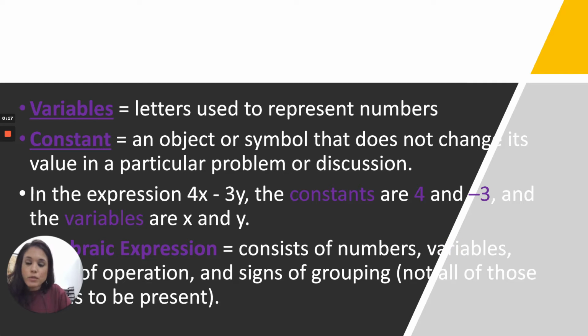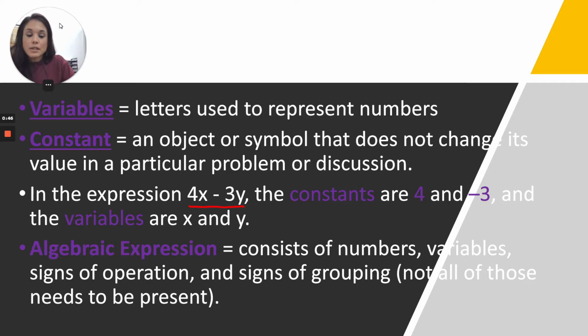So a few new terms for you. Variables are letters used to represent numbers. And then you will have a constant in your expression. This is an object or symbol that does not change its value in a particular problem or discussion. So in the expression 4x minus 3y, the constants are 4 and negative 3, and the variables are x and y. An algebraic expression consists of numbers, variables, signs of operation, and signs of grouping. Not all of these need to be present in an expression.